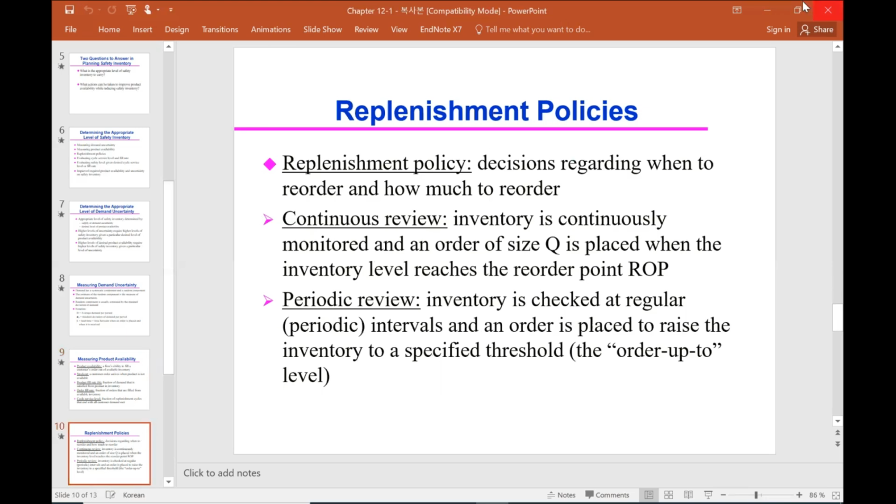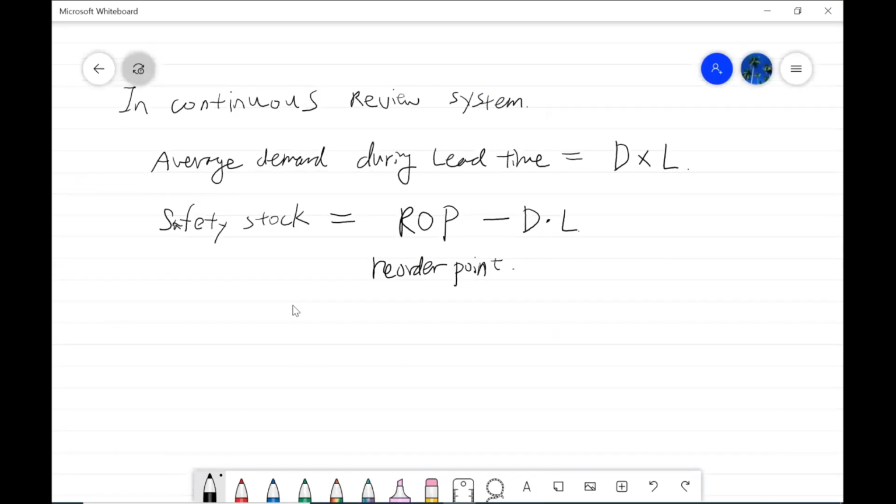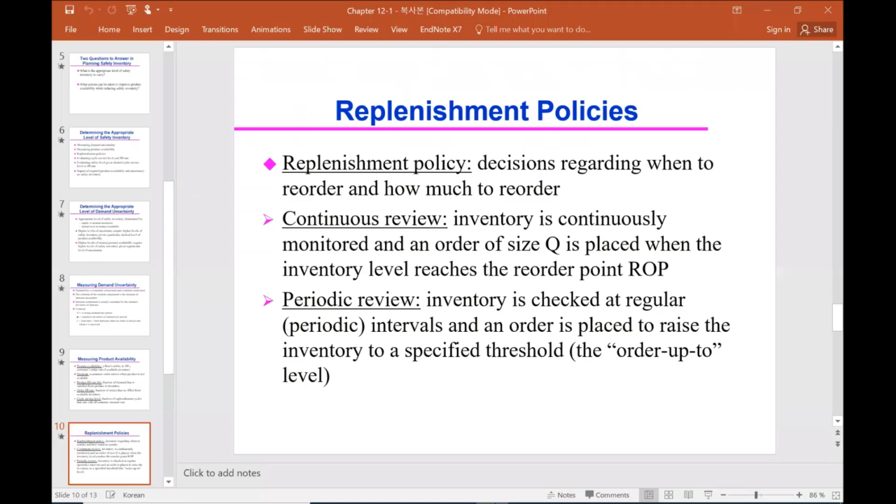And let me get to the memo here, my notes here. Okay. So here I'm trying to show how to measure the safety stock in a given replenishment policy. Okay. Oh, talking about replenishment policy, let's get to the PowerPoint slide again. Okay.